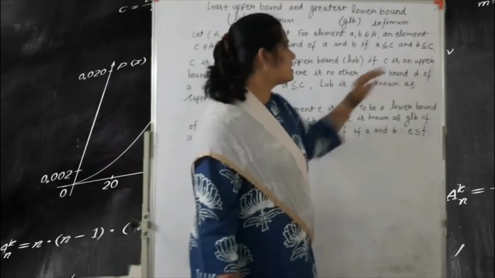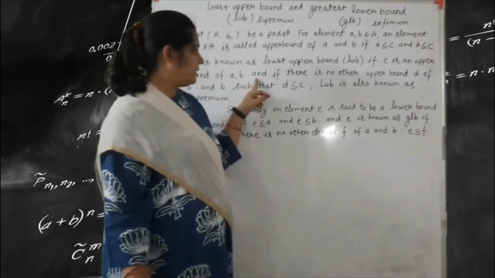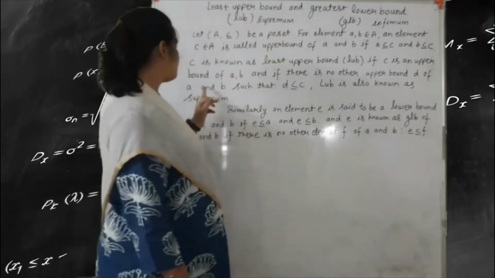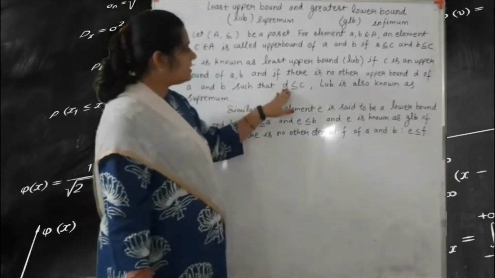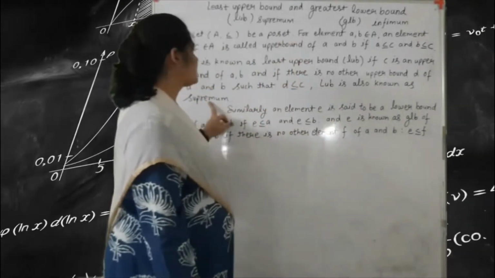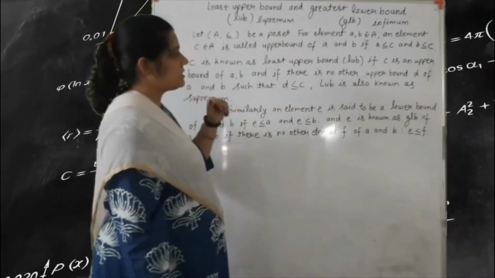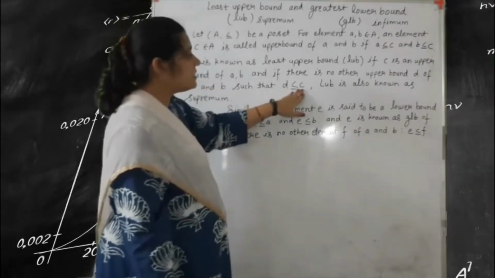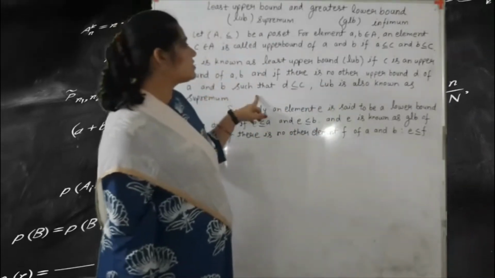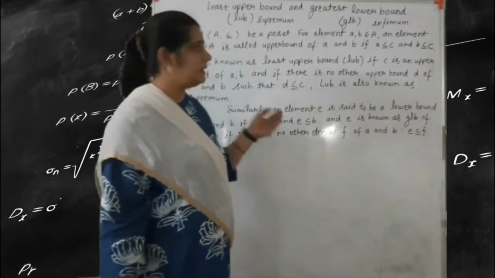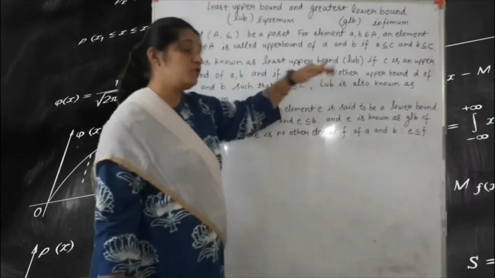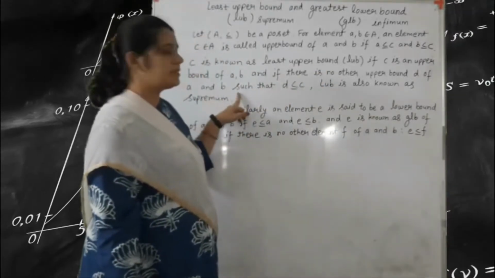If c is an upper bound of a and b, and if there is no other upper bound d of a and b such that d ≤ c, then LUB is also known as the supremum. That means c is the upper bound, and c is the least upper bound if there is no other upper bound d of a and b such that d ≤ c. That means this condition is not satisfied, no other upper bound d. So this is the least upper bound.